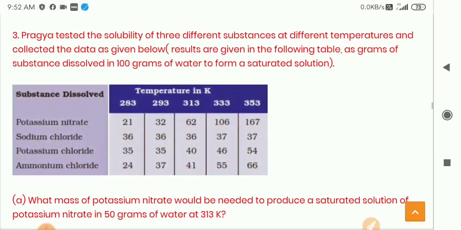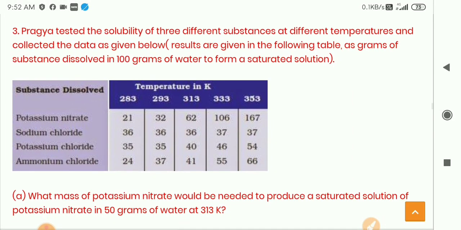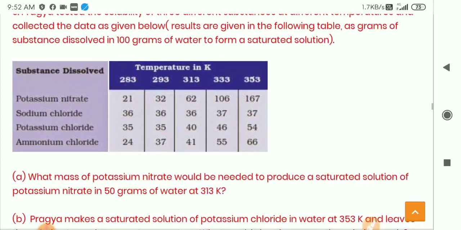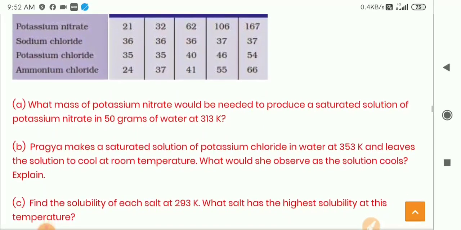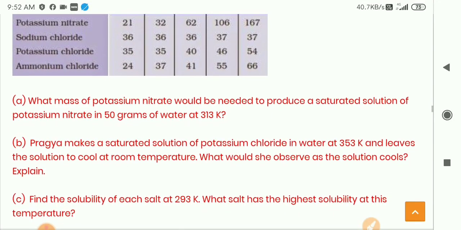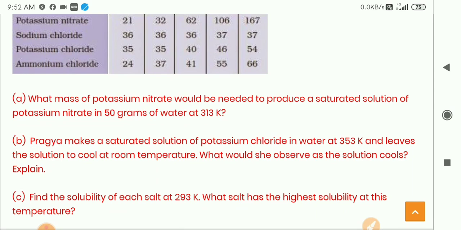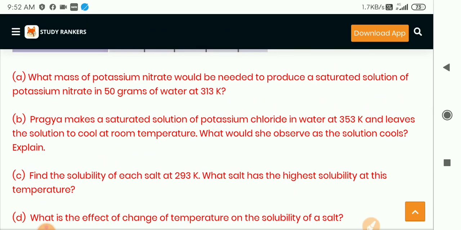Now Pragya tested the solubility of three different substances at different temperatures and collected the data as given below. So this is the data. Now we have some questions based on the given data, so we have to solve these questions. I hope you can solve these questions. Now I'm just making these questions visible to you. Just pause the video and try to solve. We just have to look at the table and solve these questions. So just try to solve it. We'll continue next period.